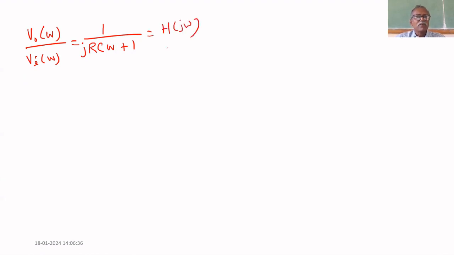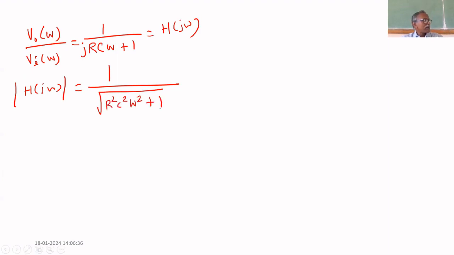If you write the frequency transfer function, V0(jω) divided by Vi(jω) equal to 1 by jRCω plus 1. This can be called H of jω. What is the modulus of H of jω? 1 by square root of R square C square omega square plus 1. Am I correct or not? Real part square plus imaginary part square. That is the magnitude, square root of real part square plus imaginary part square. That's why I put a square root.